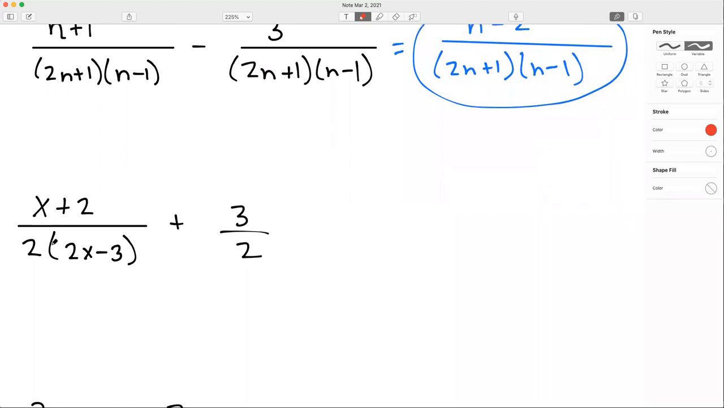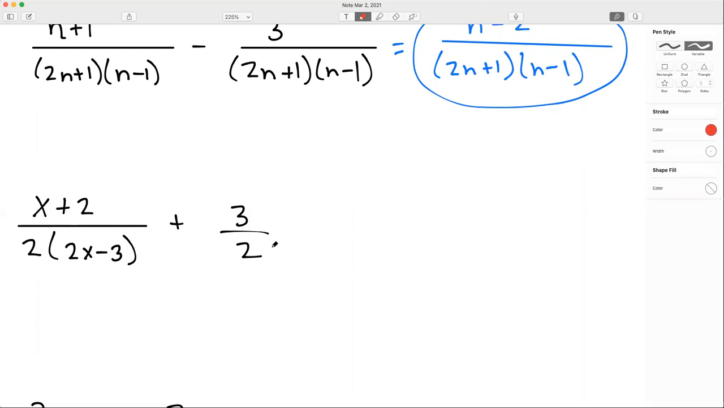Now, in this one, we need a common denominator. We don't have one. See, this one has 2 times 2x minus 3. This one has a 2. So we need to take this and change it into a fraction that has a denominator like this. So how do we do that?